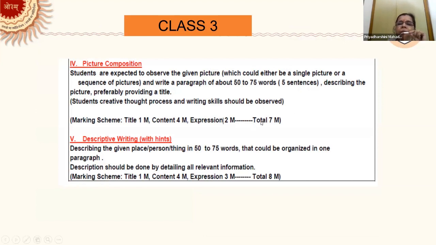The marking scheme is usually 7 marks. Based on the course of study, once we get it, we will let you know if there is any change of marks for this particular section. Then descriptive writing with hints, describing the given place or a person or a thing in 50 to 75 words. They should be able to organize it in 1 paragraph. For that, the mark allotment is 8 marks. So you teach them all the clue words and then ask them to write.